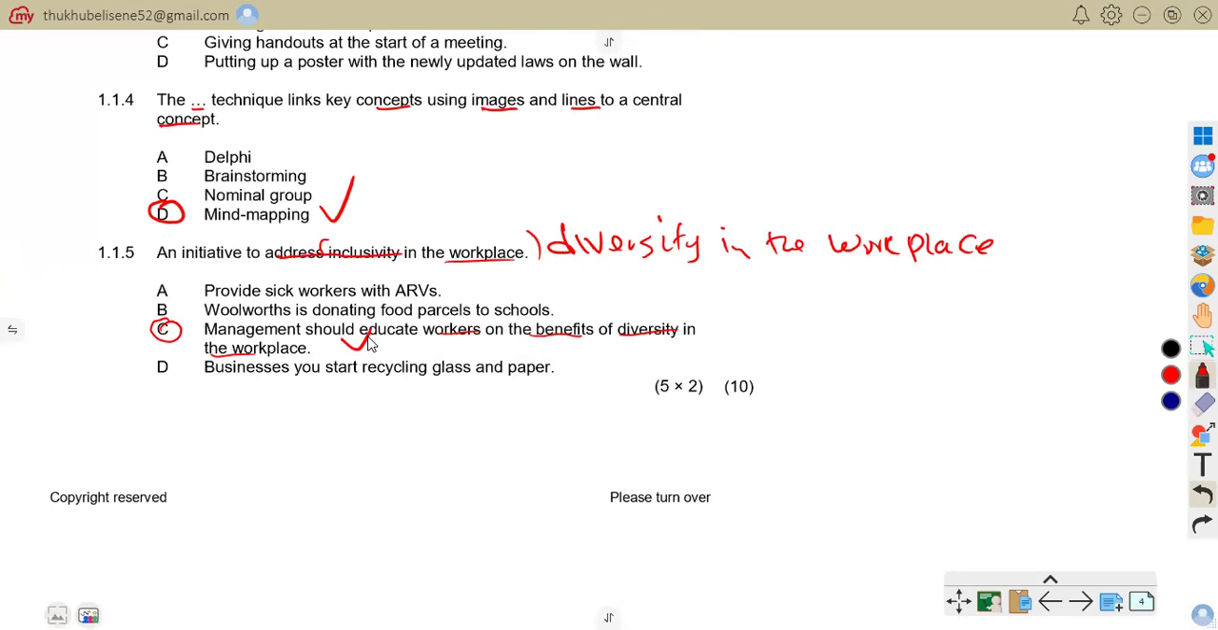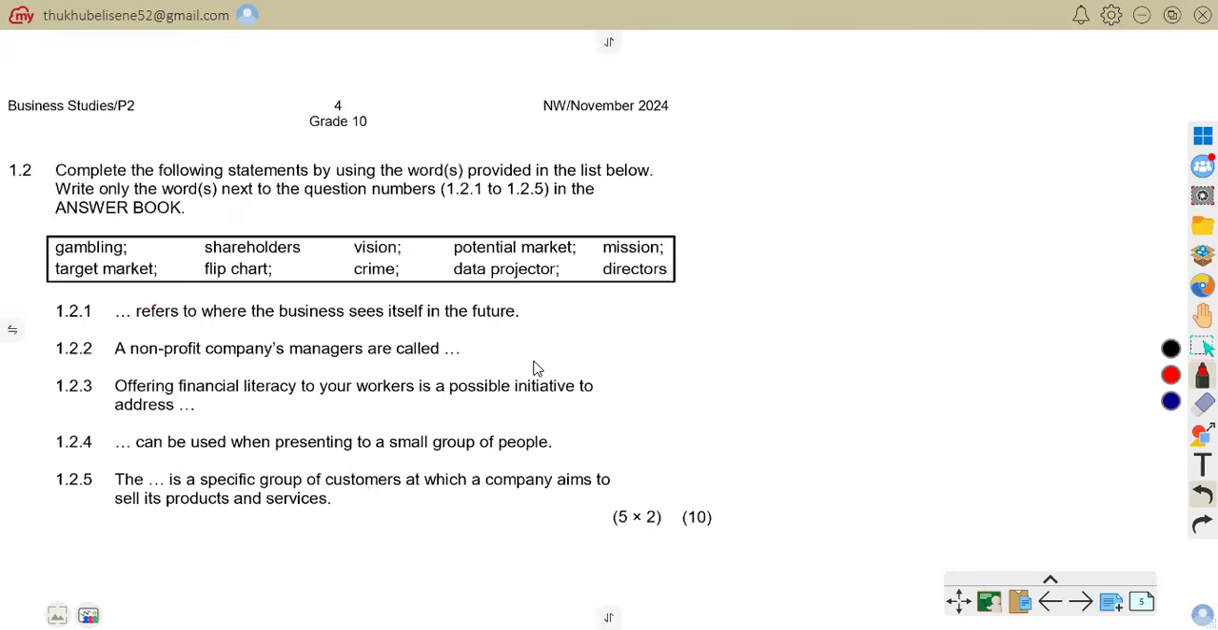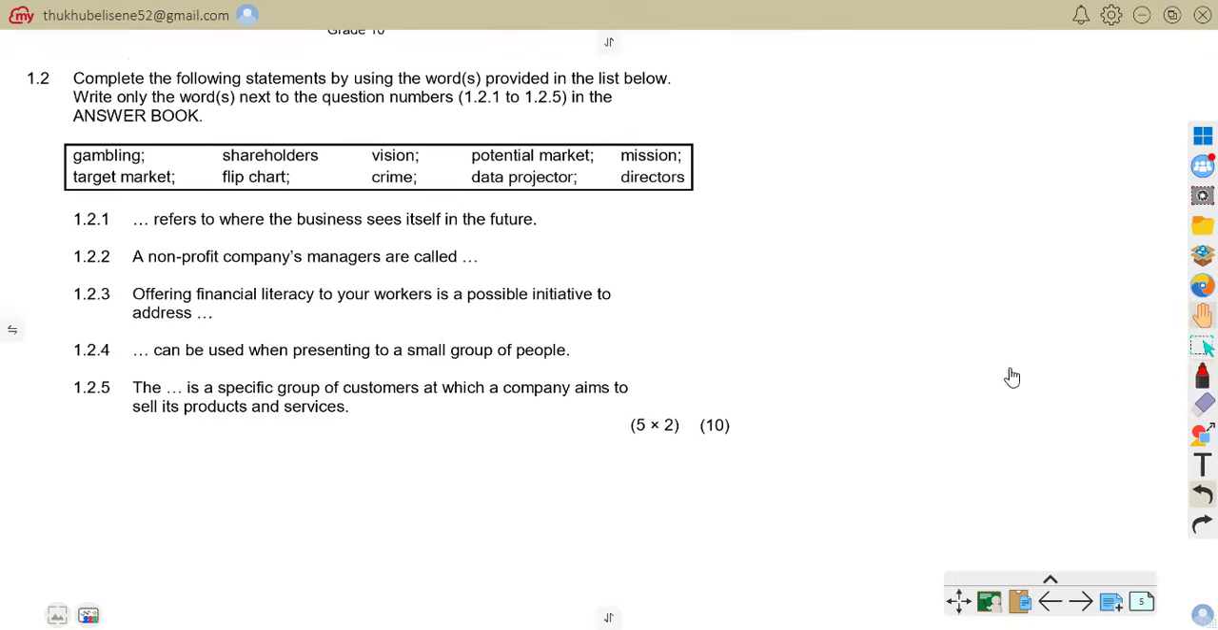Because diversity in the workplace is going to benefit us with what? Innovation, better decision making, enhanced reputation, improved employee engagement. So that is that. Now let us move on without wasting any time. Let us be on 1.2 now.